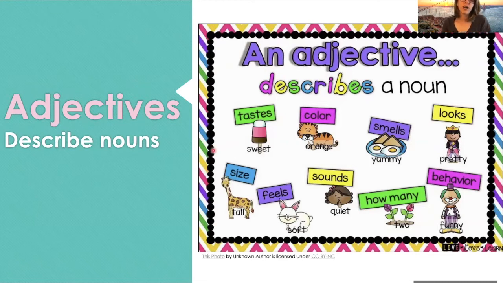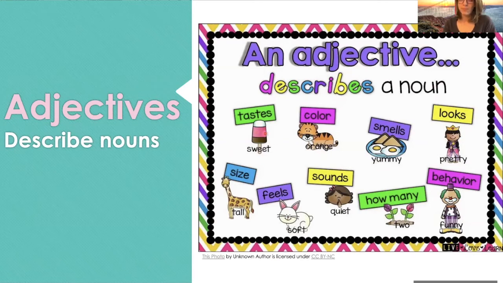So an easy way to remember that is if you can describe it with your 5 senses, it's an adjective. If you can describe how it looks, how it smells, how it tastes, how it feels, or how it sounds, it's an adjective. And you are describing that noun. So it could be sweet, orange, yummy, pretty. Sweet, orange, yummy, and pretty are all adjectives that describe the nouns that you can see.